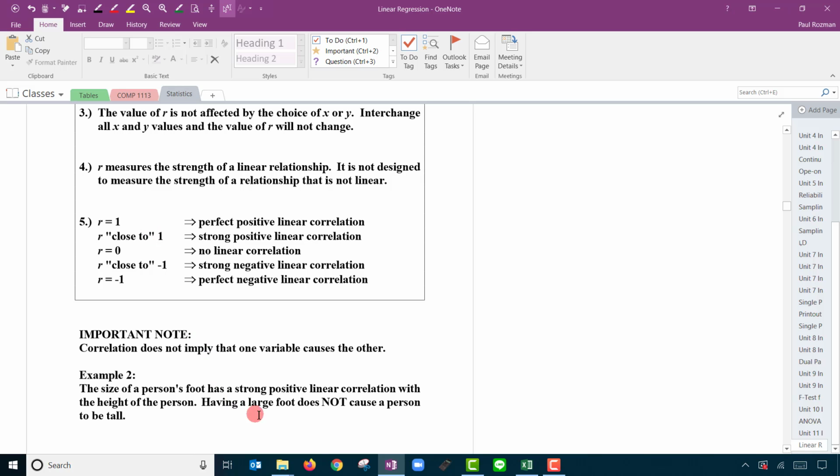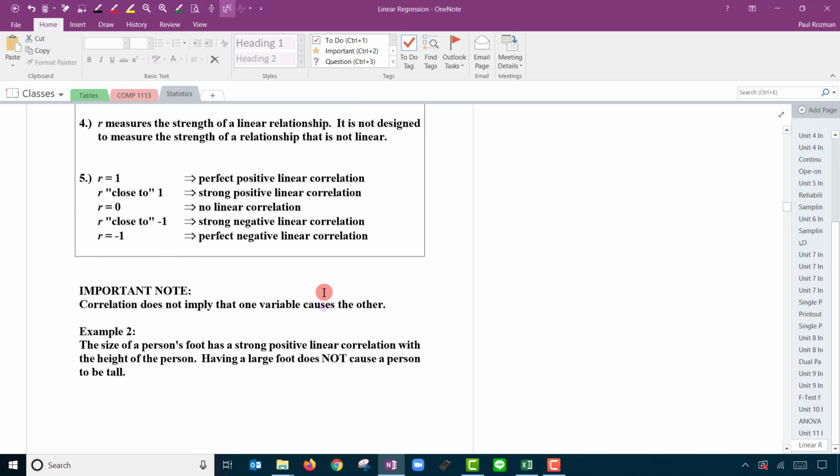But I wouldn't say that changing the number of pirates in the world is necessarily having any impact on the number of cancer cases. So we have to be careful that just because we have an R value that is close to 1 doesn't mean that one of the two variables is causing the other.